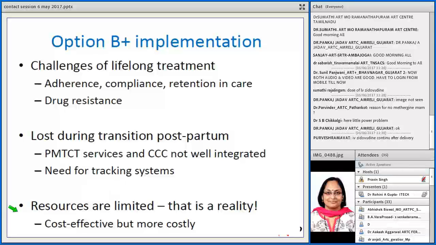I'll be discussing infant feeding in the later slides. What are the challenges in the implementation of option B? One is the challenge of lifelong treatment: adherence, compliance, retention in care. And mothers usually take their medicine throughout their pregnancy, but during the breastfeeding period sometimes they take it, sometimes they stop taking it.